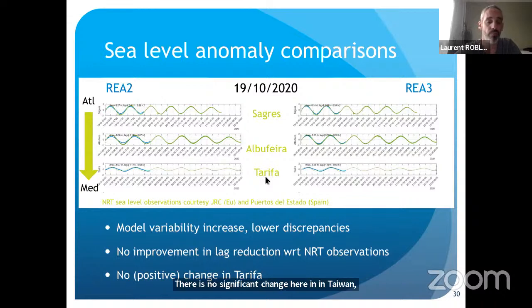So the gain of energy may be the expected sign of a better transfer of energy. Now we have full resolution of the internal modes and the internal instabilities that are occurring over the Alboran sea. So there is no positive change for Tarifa, which is not explained yet.